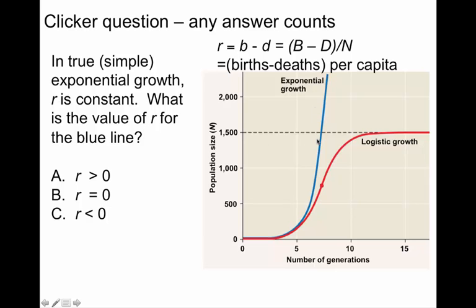So the blue line here on this particular graph, where the y-axis is population size and the x-axis is time, is an example of exponential growth. What is the value of R for the blue line? Is it greater than 0? Is it 0? Or is it less than 0? You should be able to answer that question. Go ahead and pause the recording now.